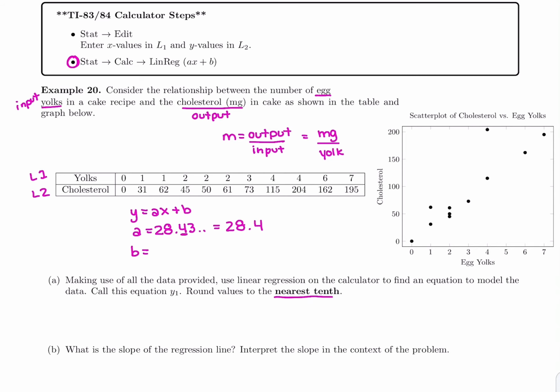And then it says B is 8.01, and it keeps going. And I'm rounding to the nearest tenth. So should I keep that 0, or should I make it a 1? We should keep it a 0.